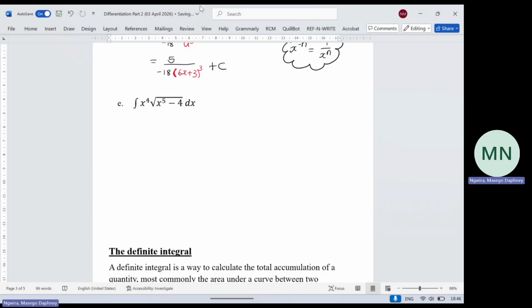So with e, we have the integral of this. Again, I'm just going to change this first. You can see this is also a composite function. So firstly, let's start by saying this is x to the power of 4, and then this will become x to the power of 5 minus 4, to the power of 1 over 2, dx. Now we let our u be x to the power of 5 minus 4.